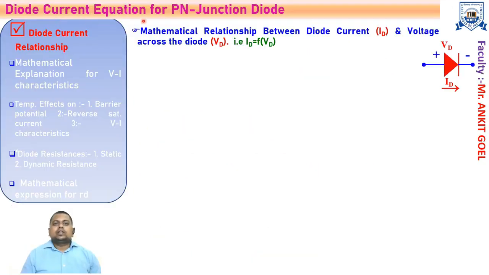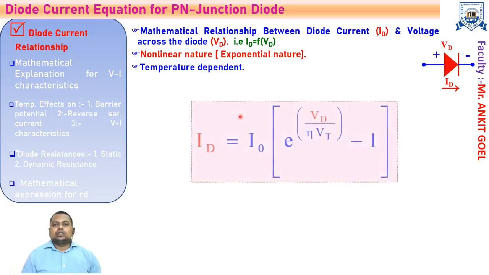Let's discuss the diode current equation for the PN junction diode. Diode current equation is the mathematical relationship between the diode current and the voltage across the diode. It is nonlinear in nature, and we will see with the diode current equation it is exponential in nature. Also this equation is temperature dependent. So let's start with the diode current equation. This is the diode current equation we have.